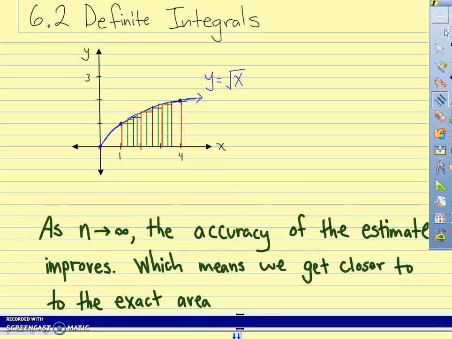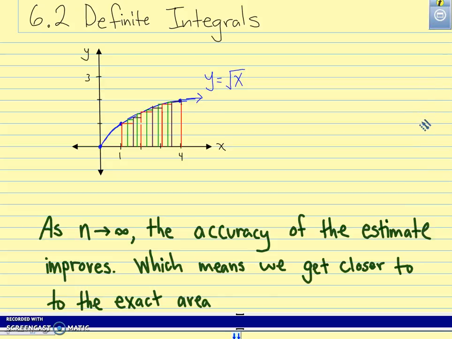Yes. Go ahead and copy that down. So as n approaches infinity, quick reminder, n represents the number of rectangles. As the number of rectangles approaches infinity, the accuracy of the estimate improves, which means we get closer and closer to the exact area.